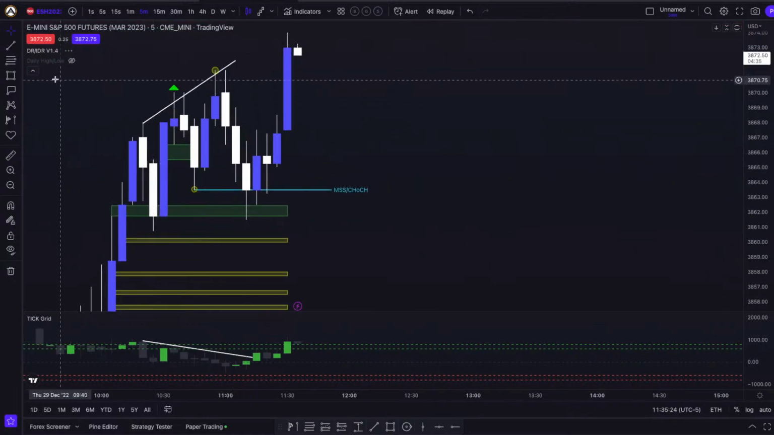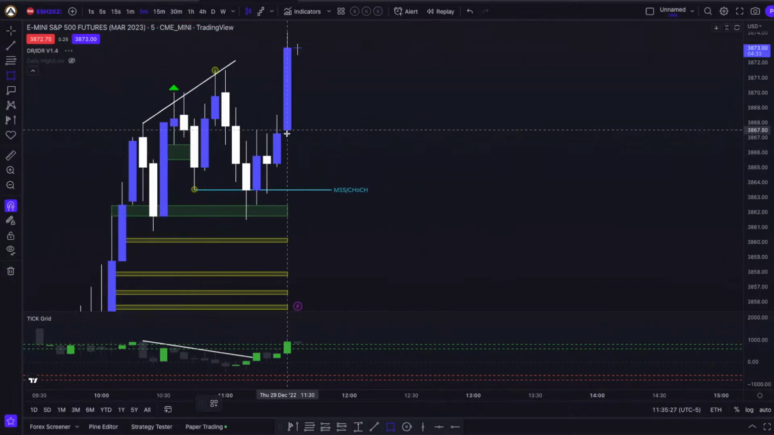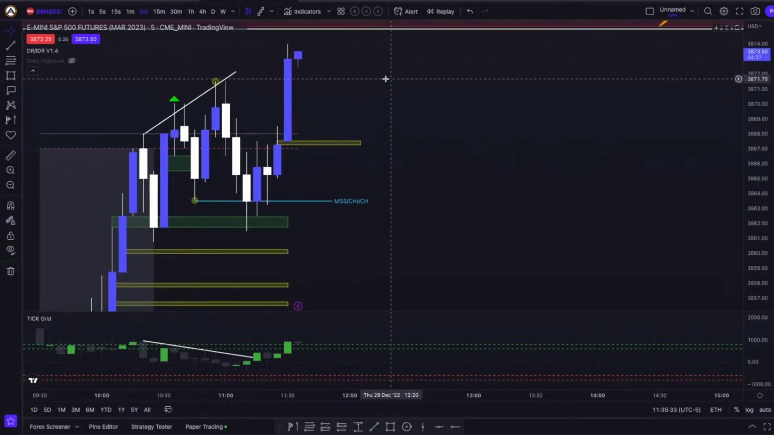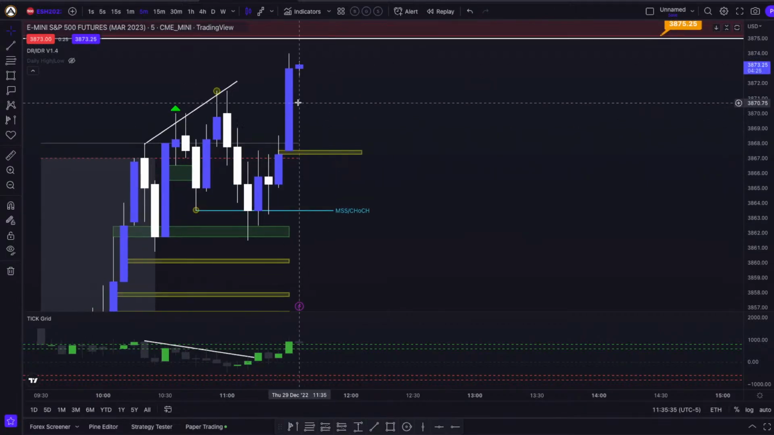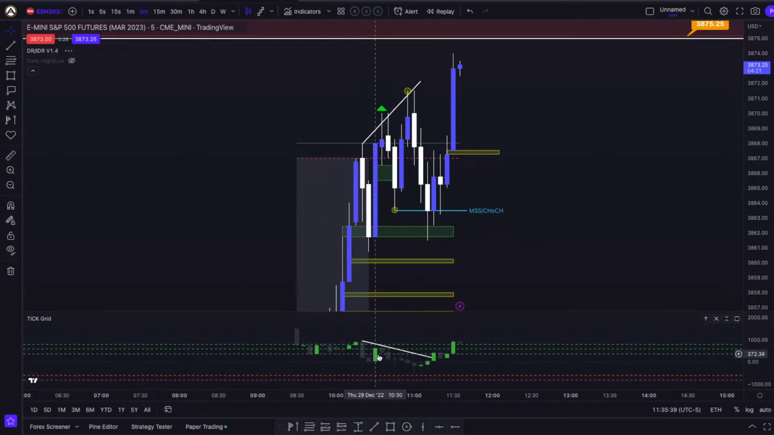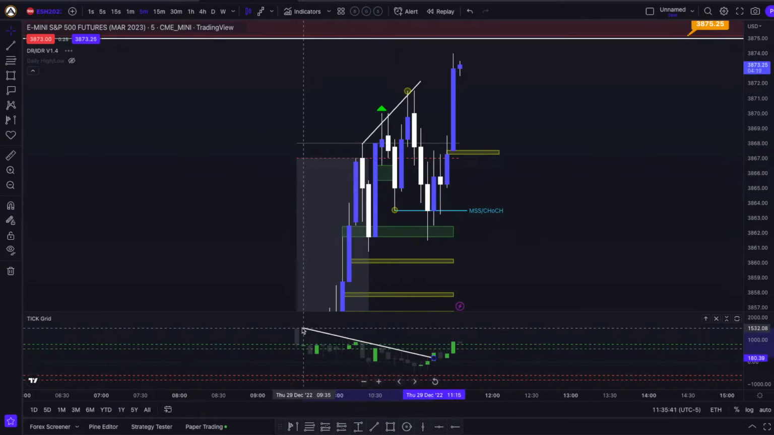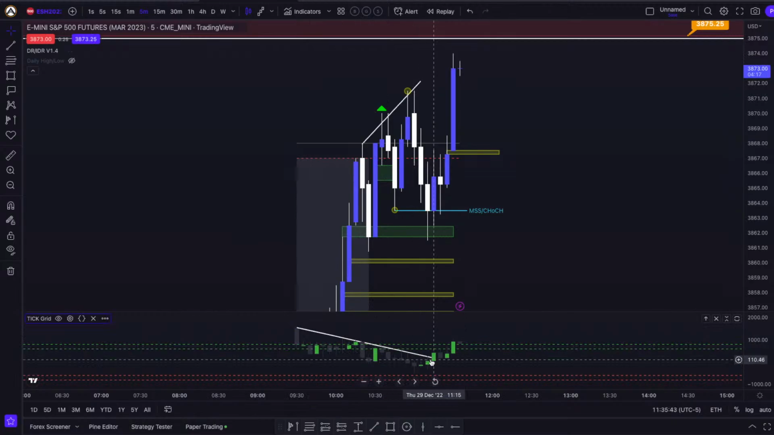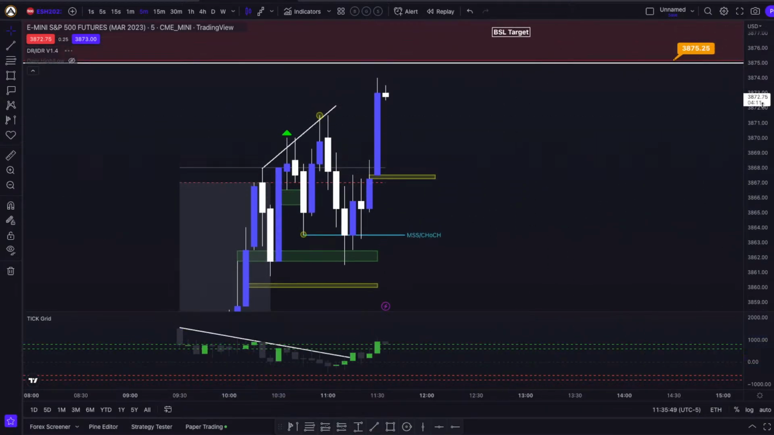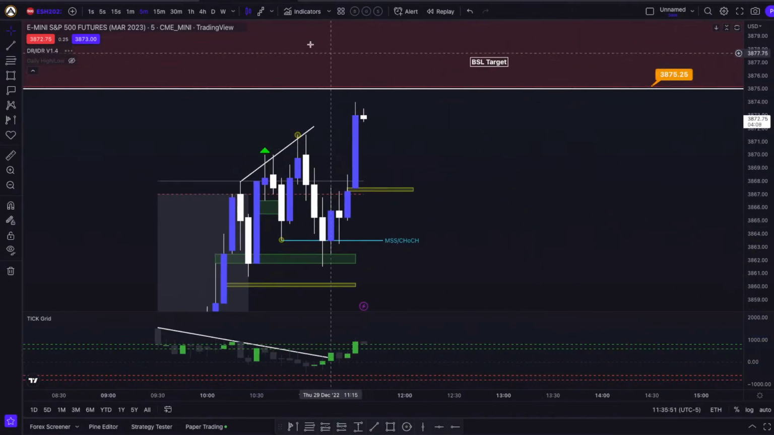We left behind a small volume inefficiency on M5, a volume gap, big momentum candle right here on a 5-minute time frame. No real tick grid divergence anymore, to be honest. I mean, still relatively speaking to this high right here and this high. No, I think we should be right. Ready to take out the buy side liquidity.